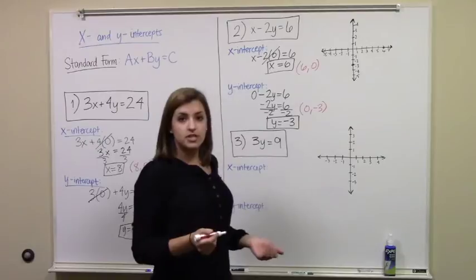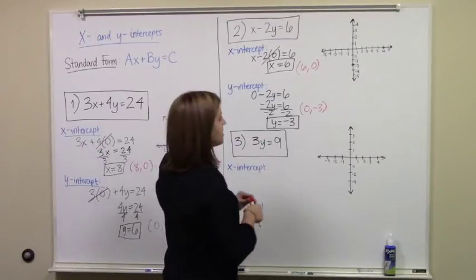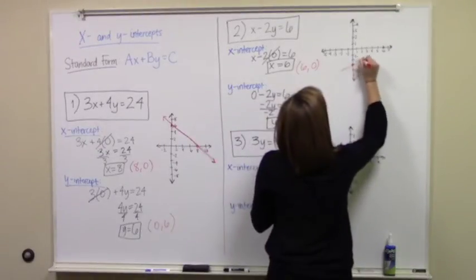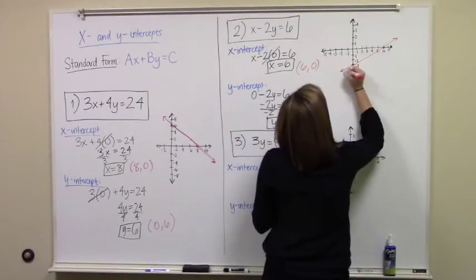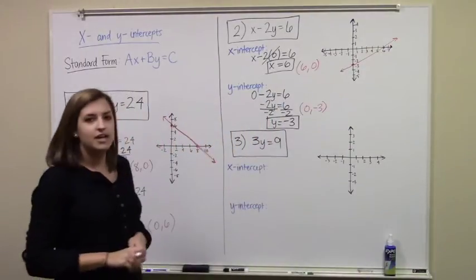And now I have 2 points that I can connect and make a line with. So I can connect these 2 points. And that is my line. All right, on to example number 3.